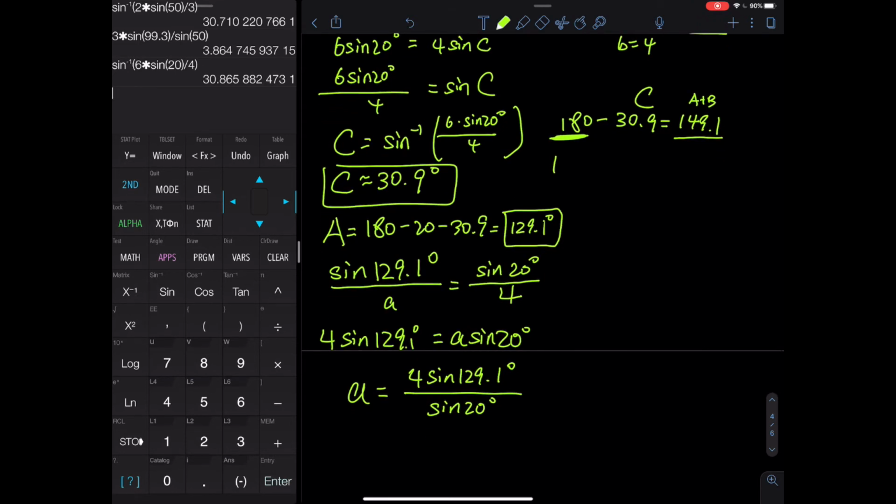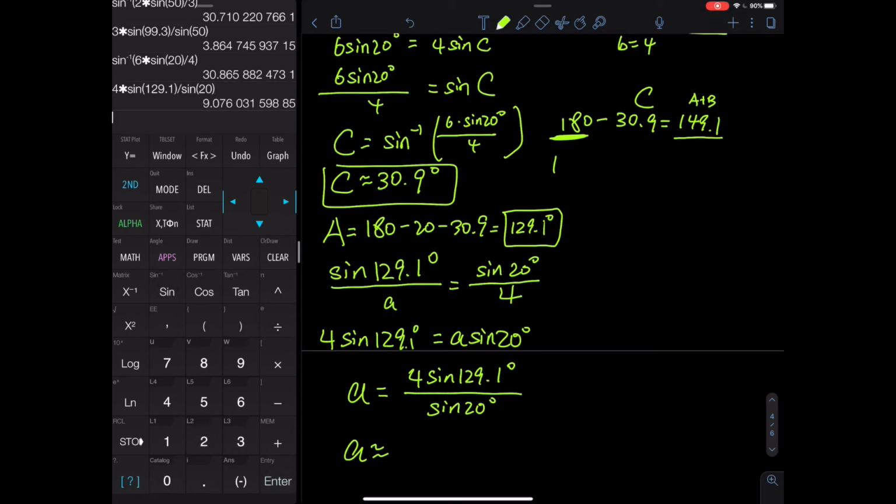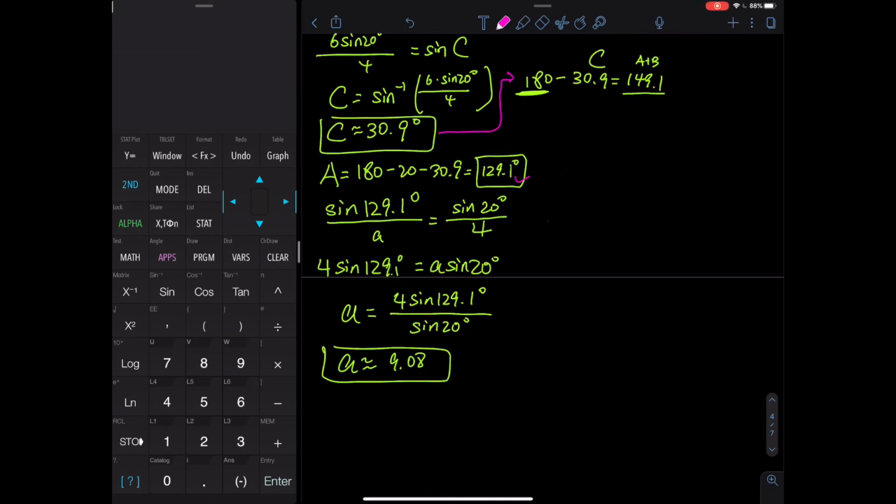So this one a is around, let's find out, 4 times sine of 129.1 degrees, close parenthesis. I'm doing this right? 4 times sine of that divided by sine of 20. So that is 9.08. So that is the measurement for a. So now we got everything. We got C, we got big A, we got small a. So we go back to C equals 30.9 degrees.